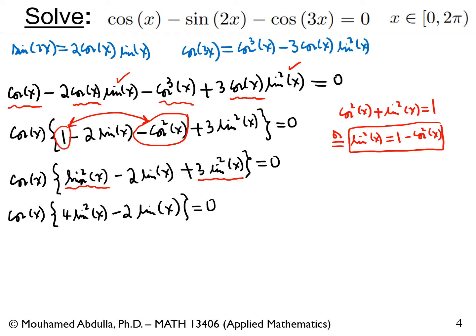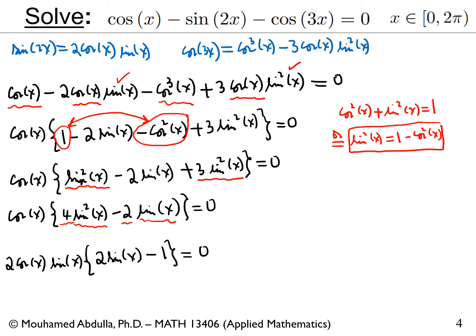So I have a sine of x in both terms inside the bracket. So maybe I could factor one of the sine of x outside. And also there's a 2 and a 4. Maybe I could factor the 2 also outside. So let's do that. I'll end up with 2 cosine of x, I factor a sine of x, so sine of x, and what I have left in the bracket is a 2 sine of x minus 1, equals 0.